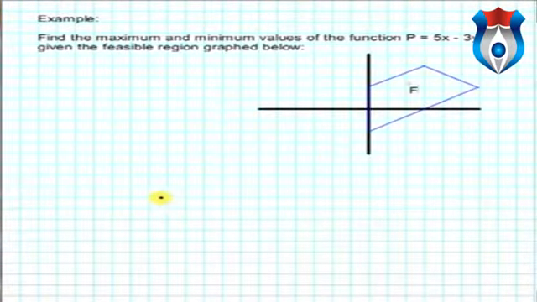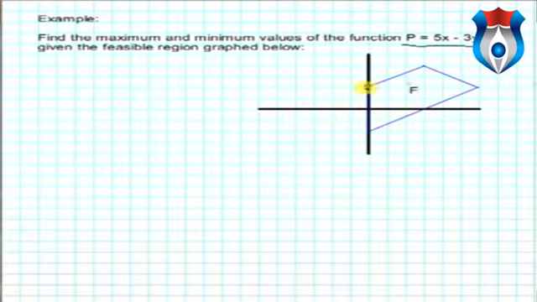So we have here an example. We have an objective function. At this point we don't know what that stands for, maybe it's profit or something. The function is determined to be 5x minus 3y. There was a system of inequalities that were graphed to form this feasible region, all the possible solutions, and we're supposed to find the optimum values. So remember, our optimum values will be at the vertices.